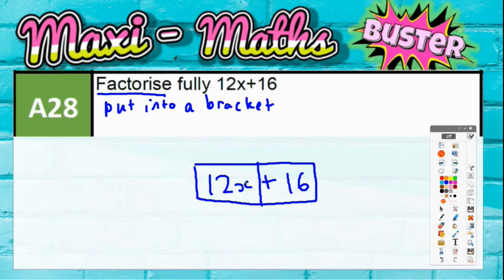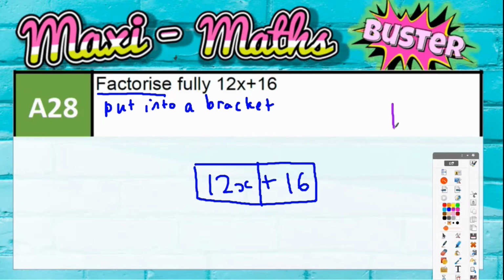So is X a common letter in both boxes? Is it a common factor in both boxes? The answer is no, because X only appears in the box on the left. So X is not a common factor, therefore X does not go in front of the grid. Then we check for numbers, 12 and 16.